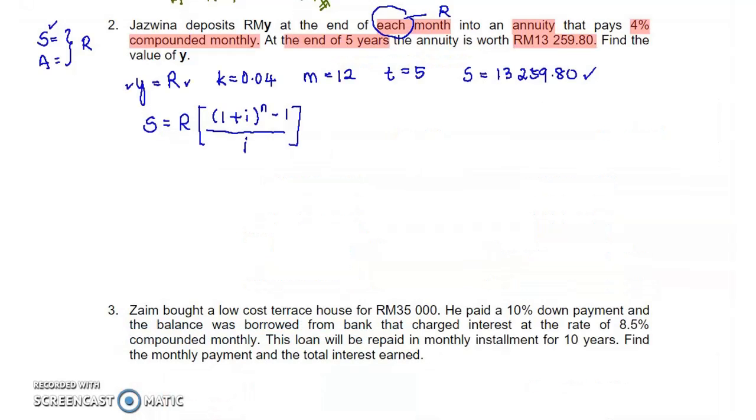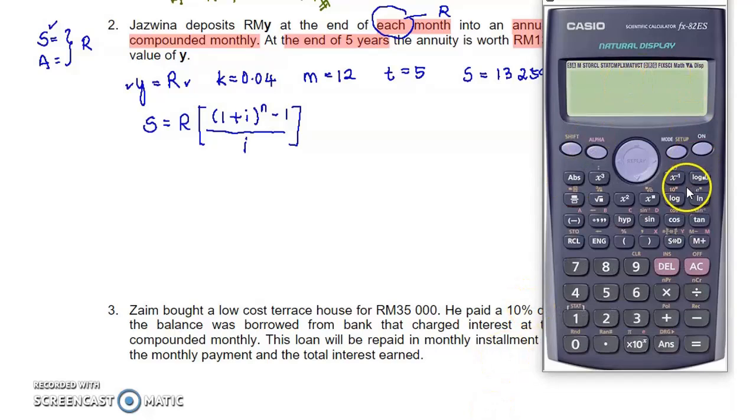Okay, now let's calculate value I and value N. So I equals K over M, 0.04 divided by 12.